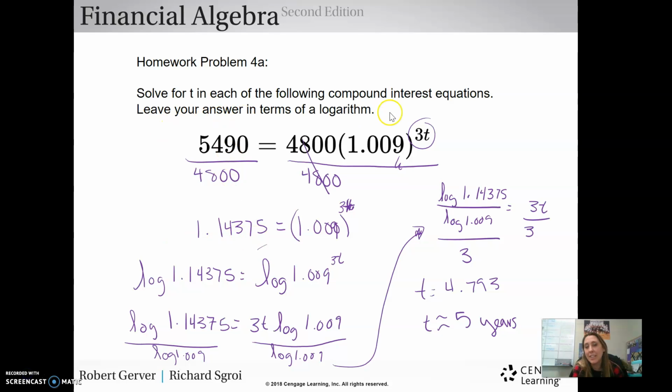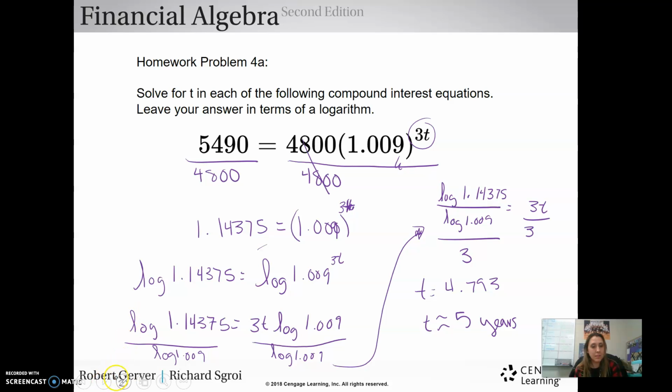One more thing. It does say leave your answer in terms of a logarithm. So your answer would be this right here. If you were to leave it in logarithmic form, you would say that t is equal to what we solved, all over 3. I would prefer these answers.